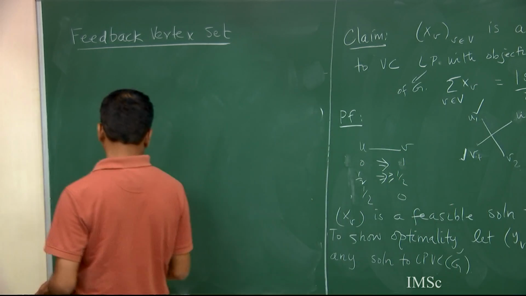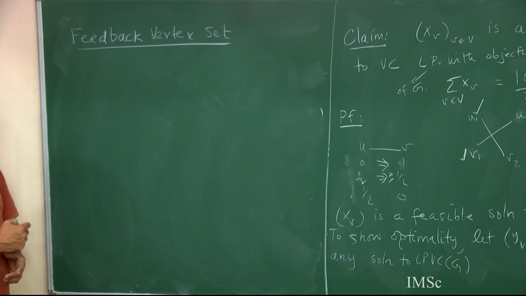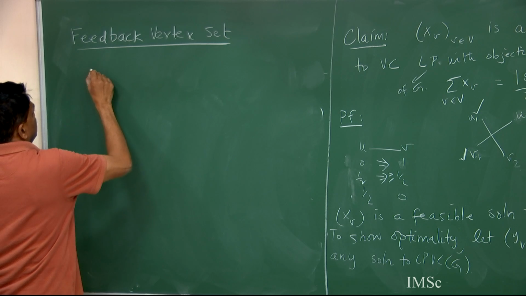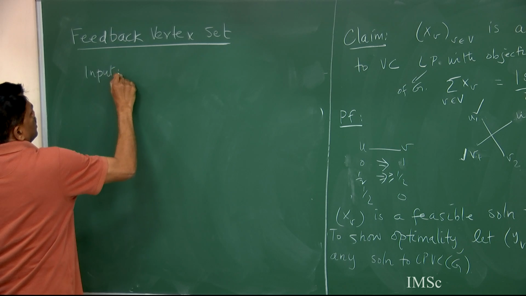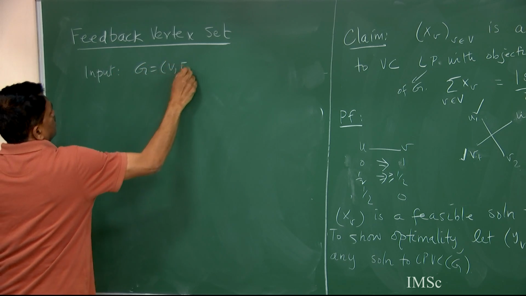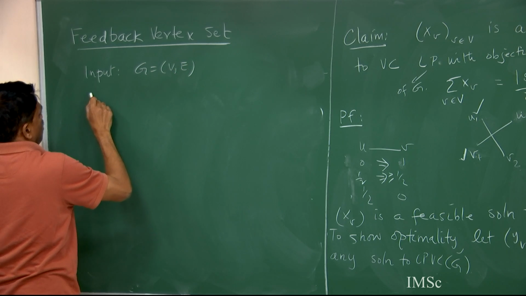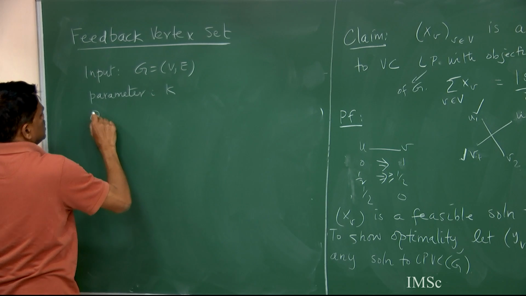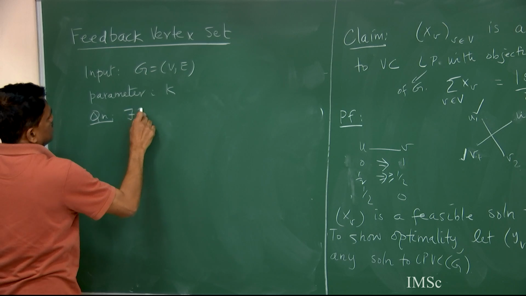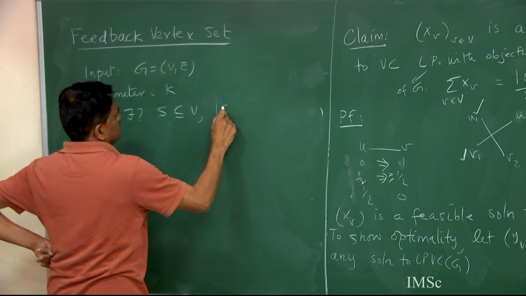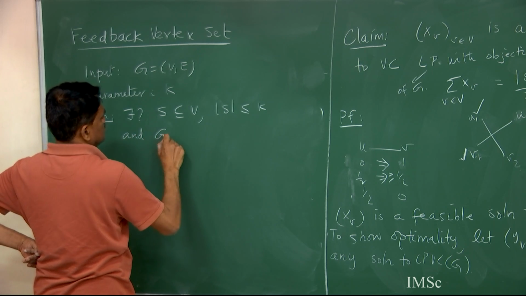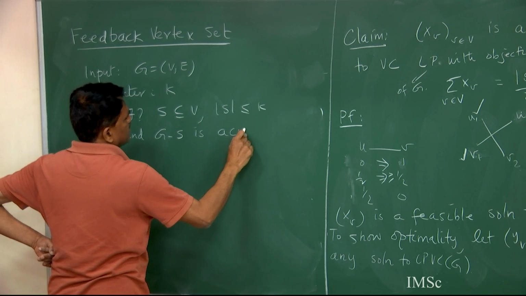So here there are two versions, both in undirected and directed graph. Directed graph version is much harder. So what is the problem? Your input is some graph, parameter is k. The question is, does there exist a subset S contained in V such that cardinality of S is less than or equal to k and G minus S is acyclic?